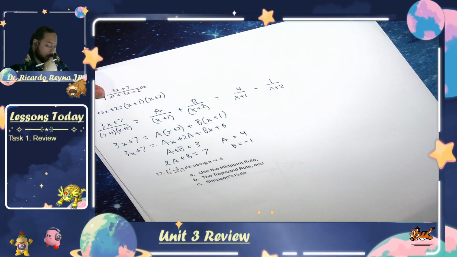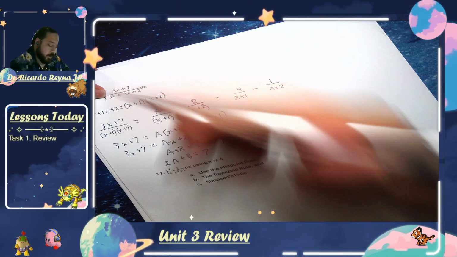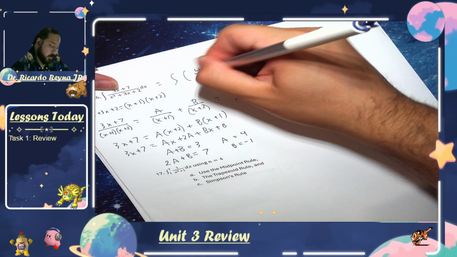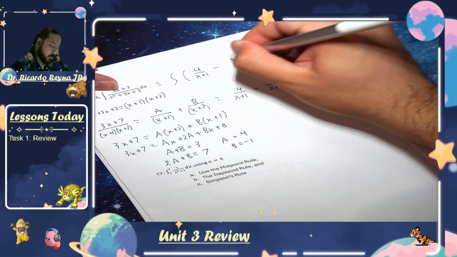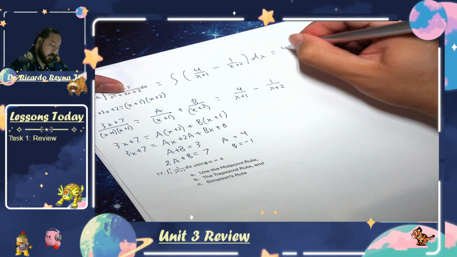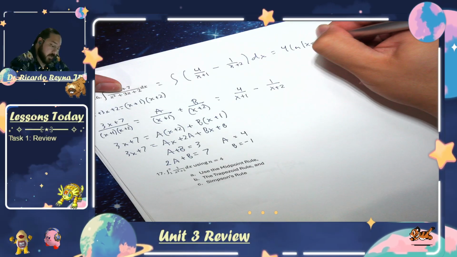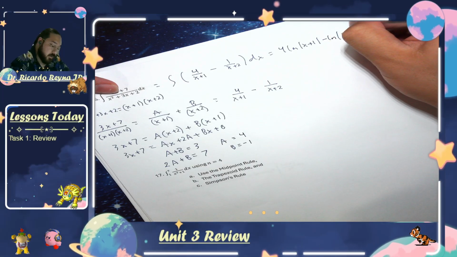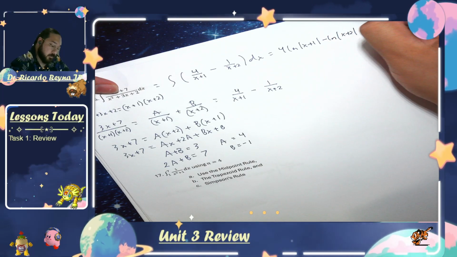And then go ahead and plug this in. The integral of 4 over x plus 1 minus 1 over x plus 2 dx is equal to 4 ln of x plus 1 minus ln of x plus 2 plus c.